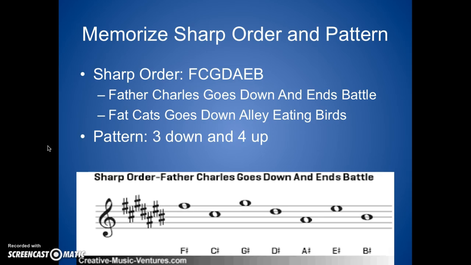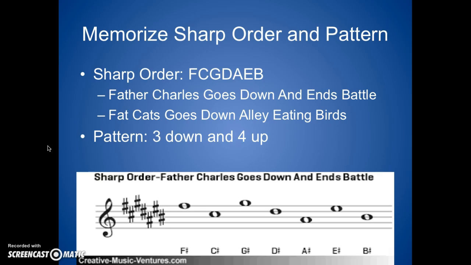All right, to begin, we need to learn the order of sharps. And the order of sharps is F, C, G, D, A, E, B. And that's going to be hard to memorize on your own from memory. So like any other musician, we memorize the order of sharps by making acronyms. So we have two examples: Father Charles Goes Down And Ends Battle. And I like the second one a lot because that's how I learned it in high school: Fat Cats Go Down Alley Eating Birds.